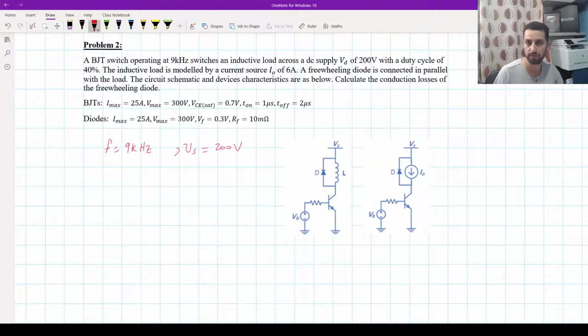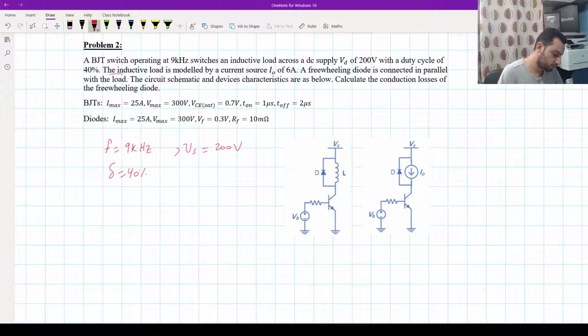And we have two types of inductive load, maybe lightly inductive load and heavily inductive load. If it says heavily inductive load, that means we can model it as a current source. We will see what the question says later. So with a duty cycle of 40%, so delta equals 40%.